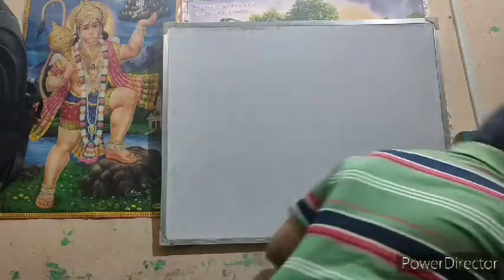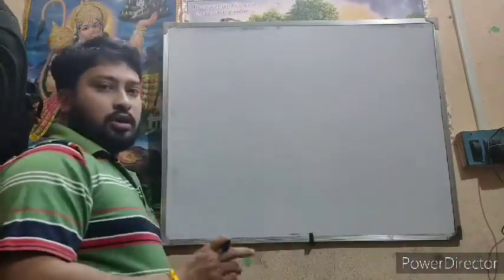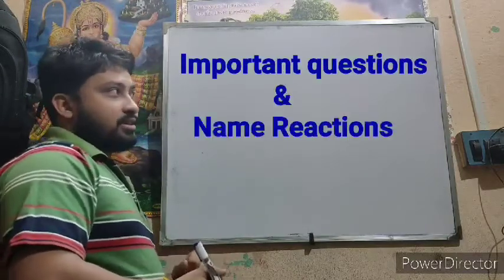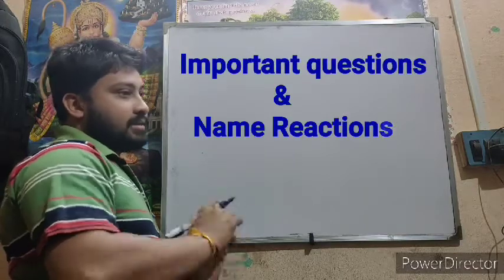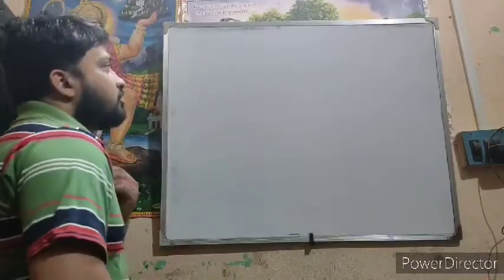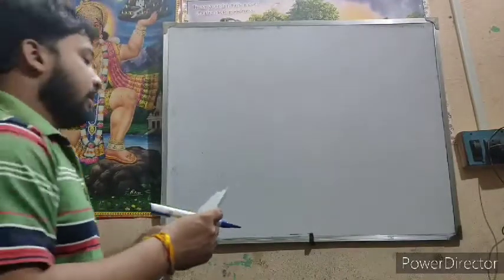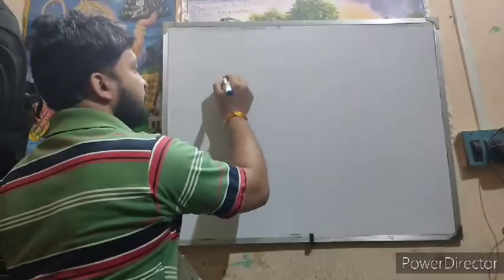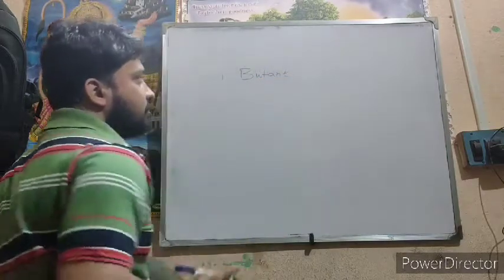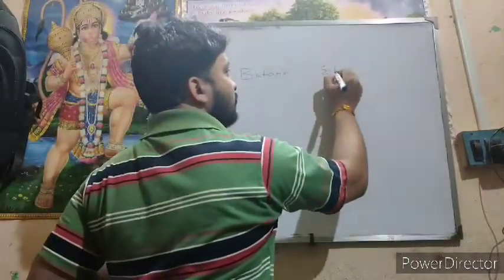So today I am going to discuss some questions and some important name reactions. Then this chapter is finished. Now the first question is: one compound is butane and another is ethanol.